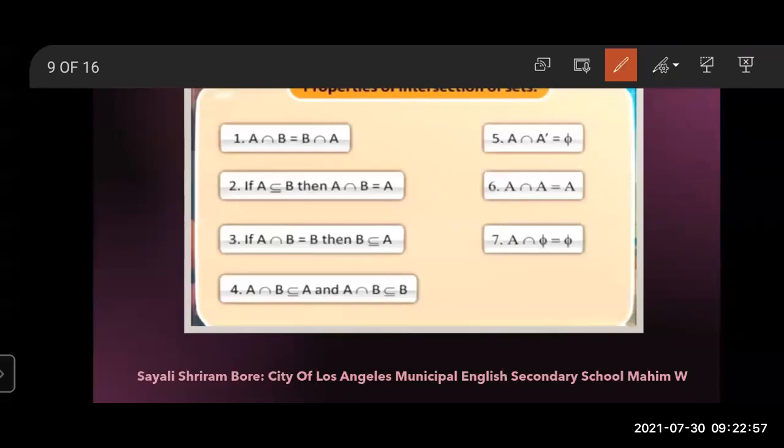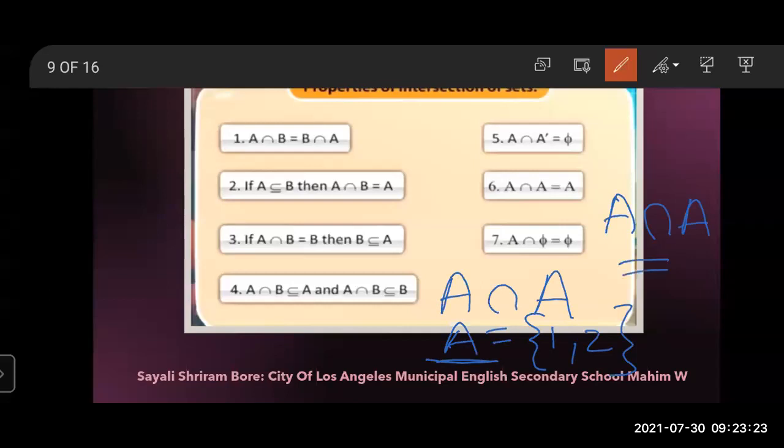Then A intersection A. The intersection of A with the same set itself. Suppose A is equal to 1, 2. The intersection of A with itself will always be the given set A itself. The intersection of set A with itself will always be the given set A.